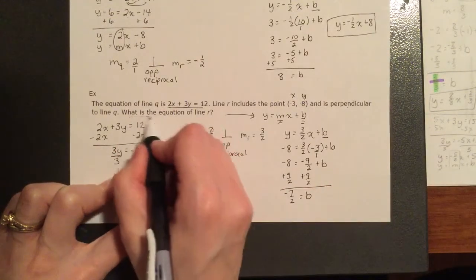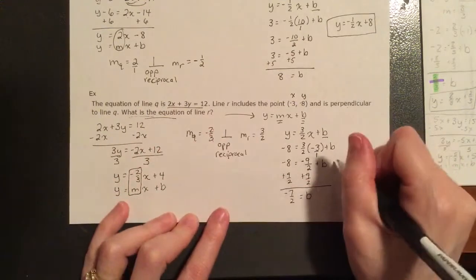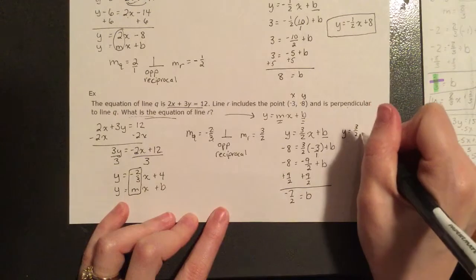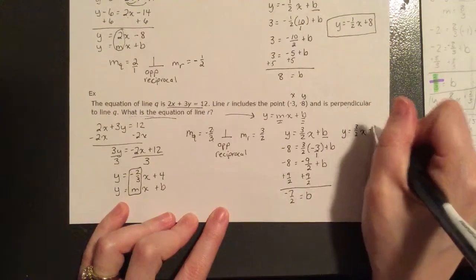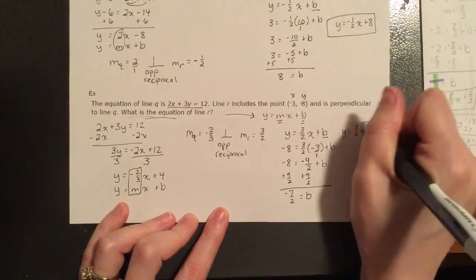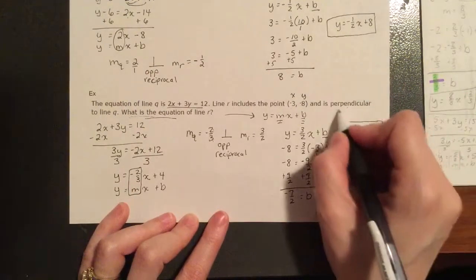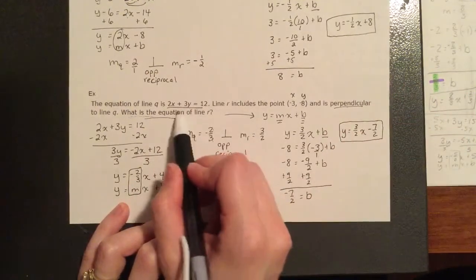But I'm not done because they say what is the equation of the line. So we're looking at y is equal to 3/2 x minus 7/2. And there's our equation of our line that's perpendicular to this one.